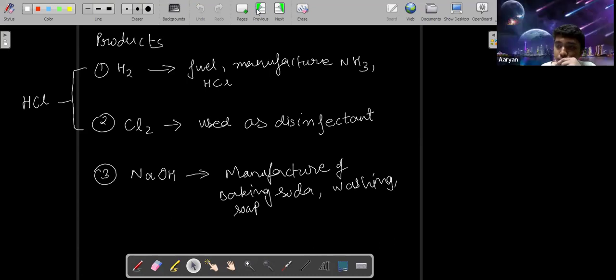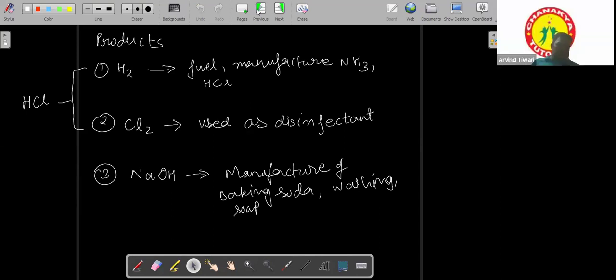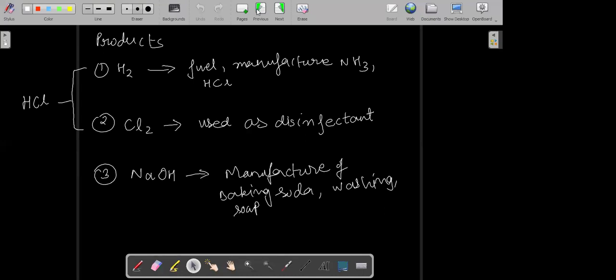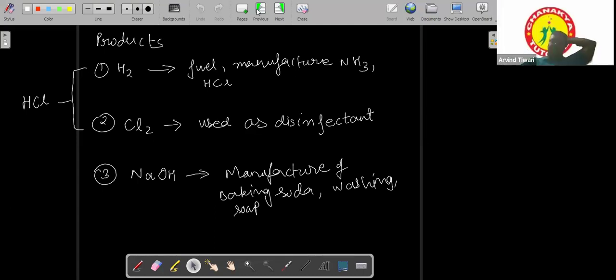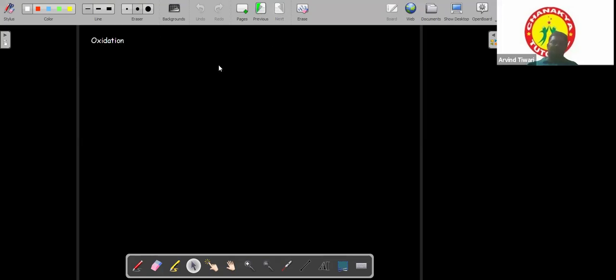Sir, addition of oxygen and removal of hydrogen. Okay, addition of oxygen, removal of hydrogen. Any other definition? Sir, in oxidation, loss of electrons takes place. Yes, so this is also there. Just remember, here we define oxidation in terms of loss of electrons, and we define reduction to be gain of electrons.